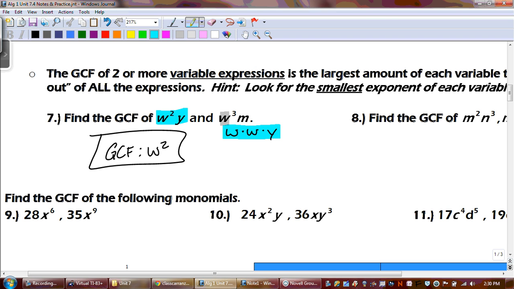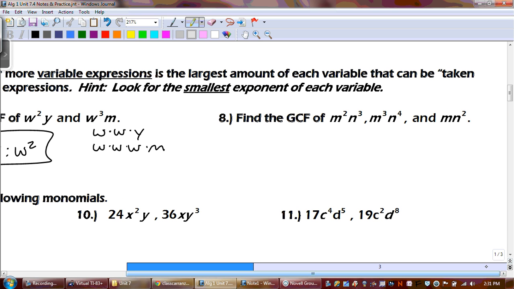Okay, and if you need to write it out the other way, y times w, there's that guy. And then let's write this one, w times w times w times m. The only thing they both have in common are 2 w's, and that's how we get w squared. Okay. All right, let's look at the next one.